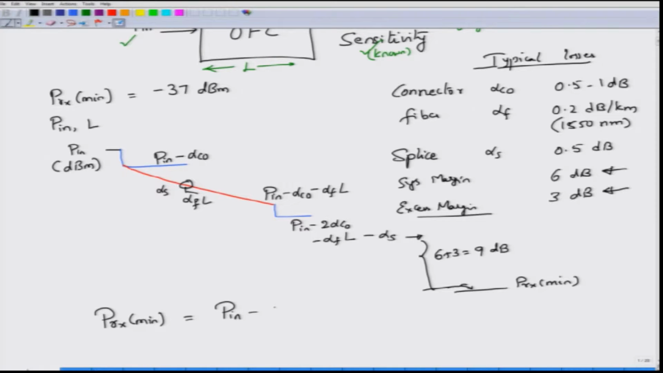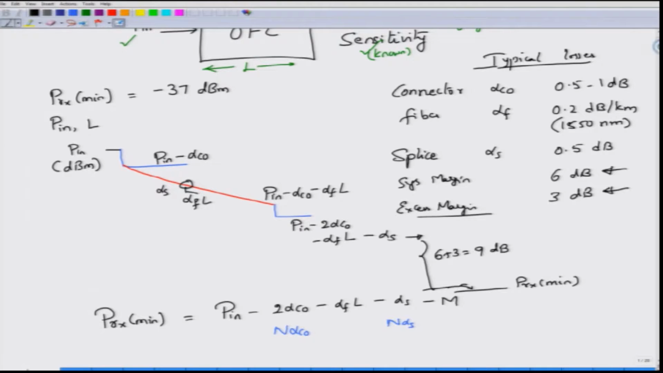Losses come from 2 alpha C0, which you will have to replace by n alpha C0 if you have n connectors. If you have 2 connectors, it is 2 alpha C0, minus alpha F into L, which is the fiber losses, minus alpha S. Replace this minus alpha S by n into alpha S if you have n number of splices, minus margin, which I am calling M. Okay. This should be equal to the received optical power.